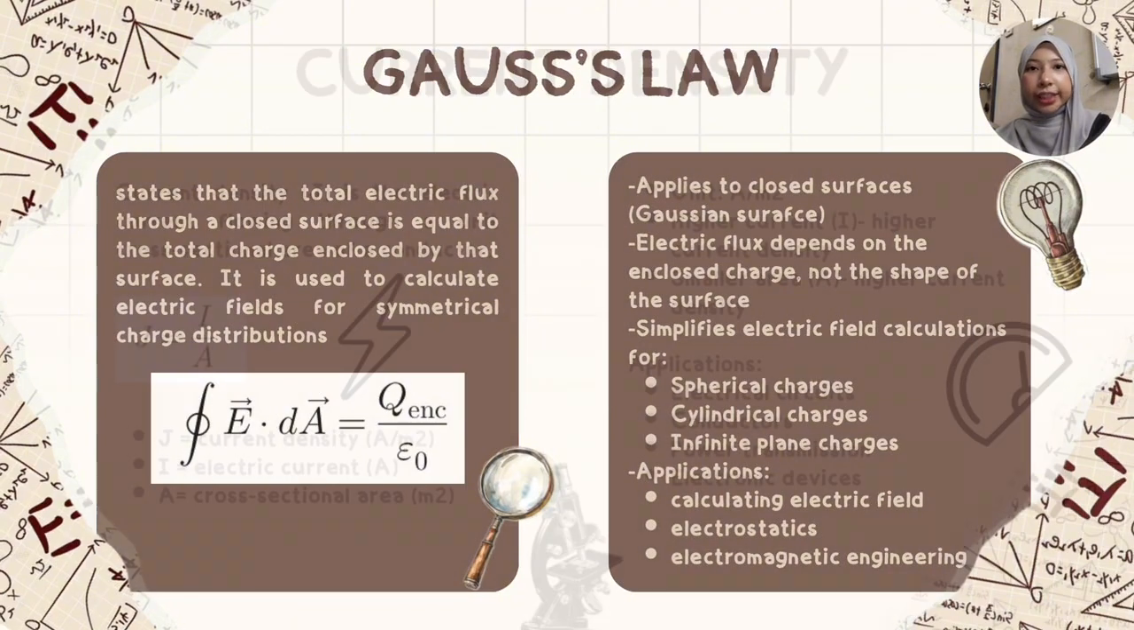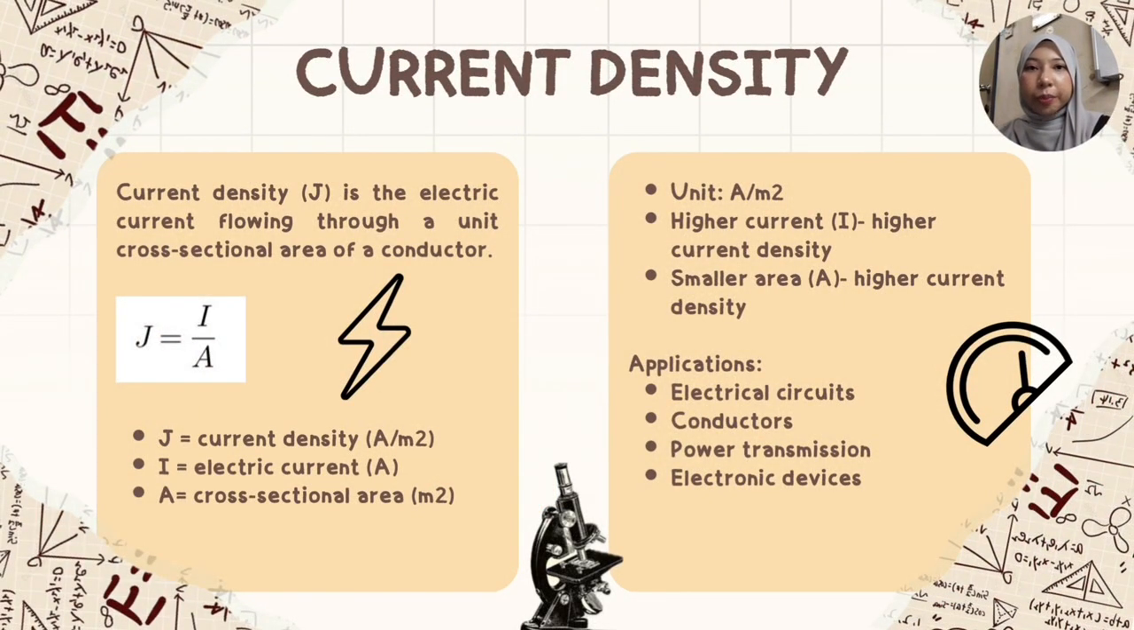Current density, represented by J, is defined as the amount of electric current flowing through a unit cross-sectional area. The equation is J equals I divided by A, where I is the current in amperes and A is the cross-sectional area in square meters. This means that if the same current flows through a smaller area, the current density becomes higher. Current density is widely used to analyze current flow in conductors and electric systems.